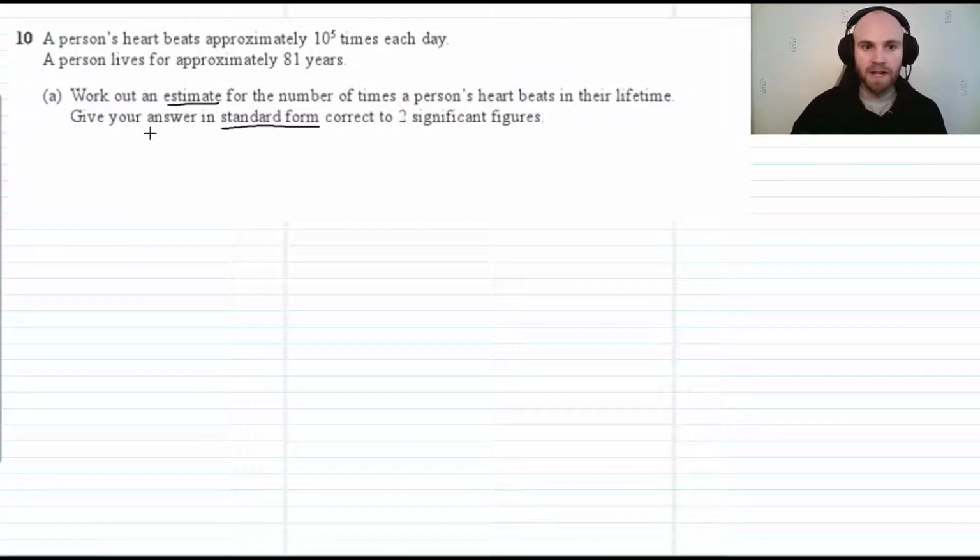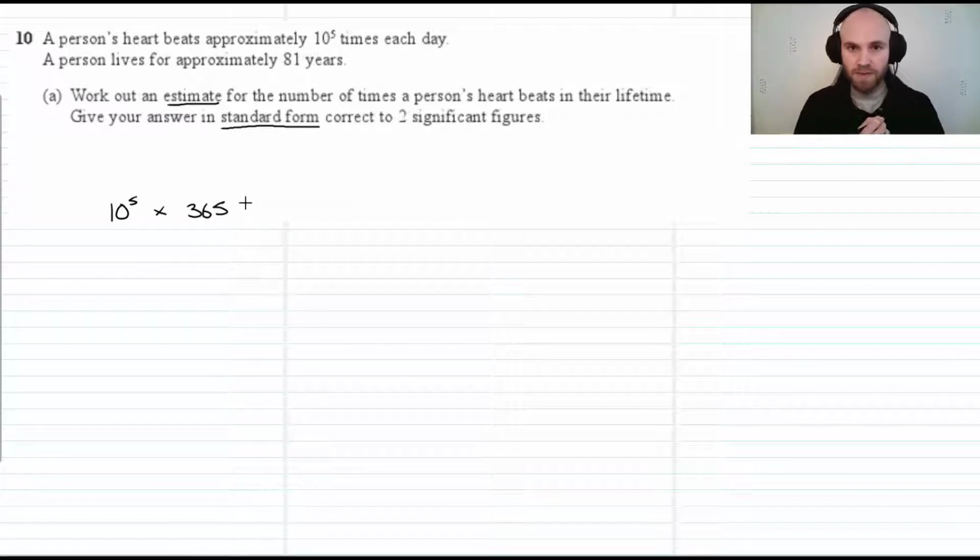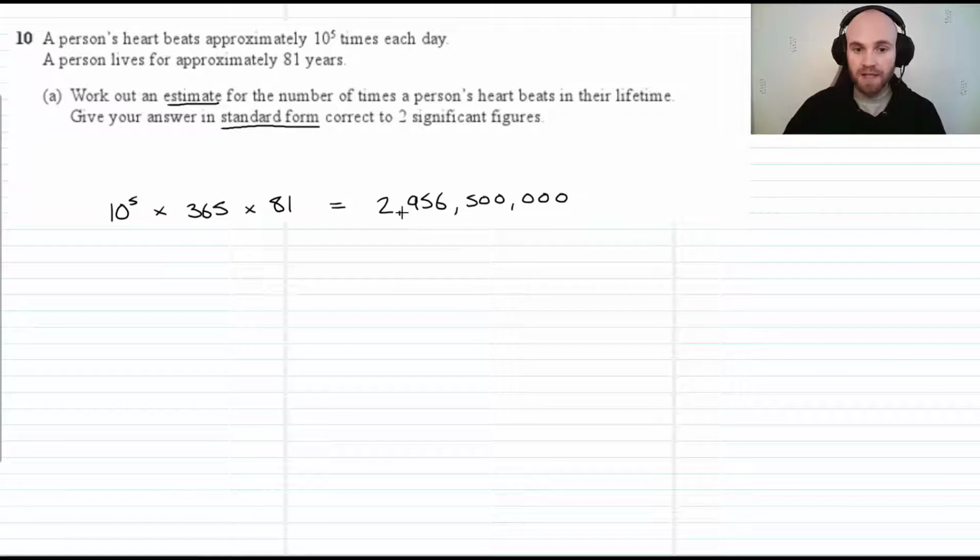Okay, so we need to work out how many times the heart beats in a person's lifetime. Well, we know that it beats 10 to the power of 5 times per day. We know that there are 365 days in a year, roughly. Well, sometimes you have a leap year, but this is an estimate, remember. And that a person lives for approximately 81 years, so we're going to multiply that by 81. And that is going to give us 2,956,500,000 beats in a lifetime.